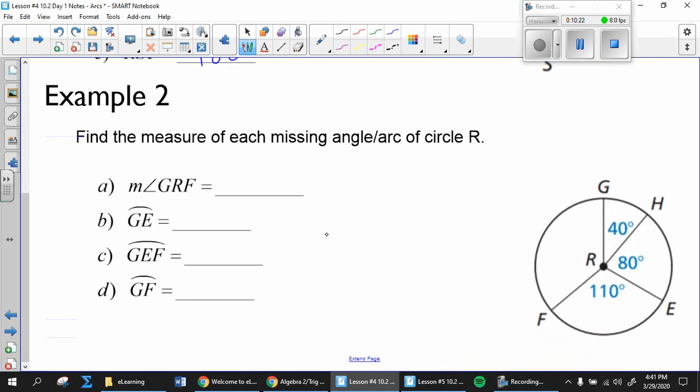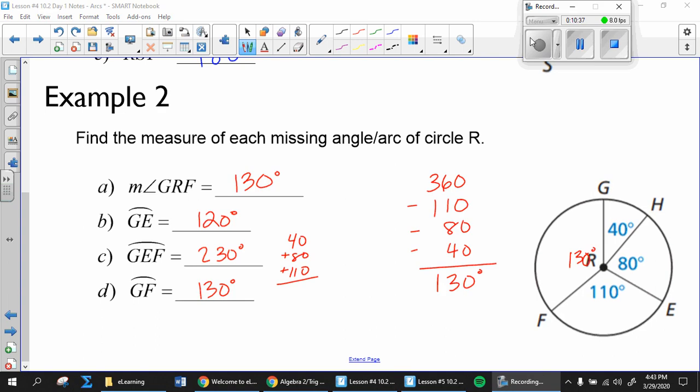All right, go ahead and pause the video, work out this example 2. Once you're done working out example 2, unpause the video and I'll have the answers there for you to check. All right, guys, here's the answers to example 2. Check your work, make sure you can get all the correct answers, and then proceed on to doing your practice for lesson number 4.